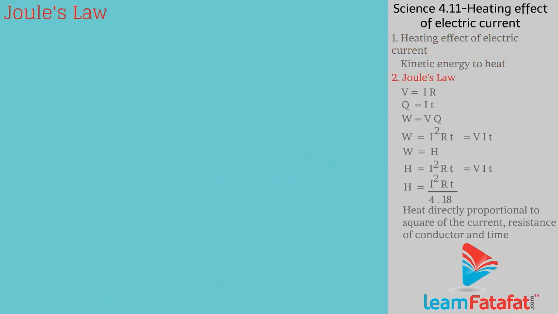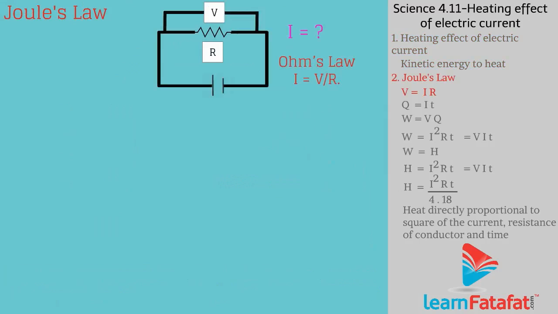Joule's law. Consider a conductor having a potential difference of V volts and resistance R ohm. The current flowing through the conductor can be calculated using Ohm's law as I is equal to V by R. Let us consider that the current flows through the conductor for time t, then the total charge can be calculated as Q is equal to I t.